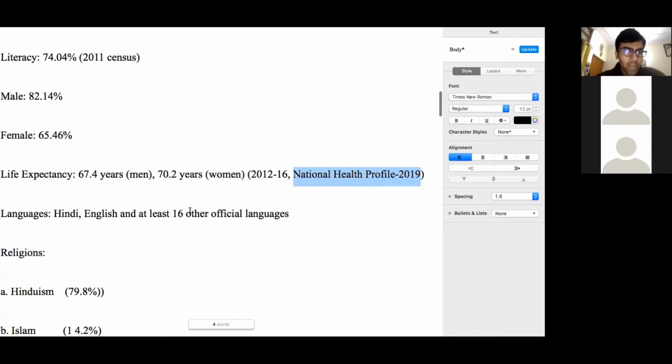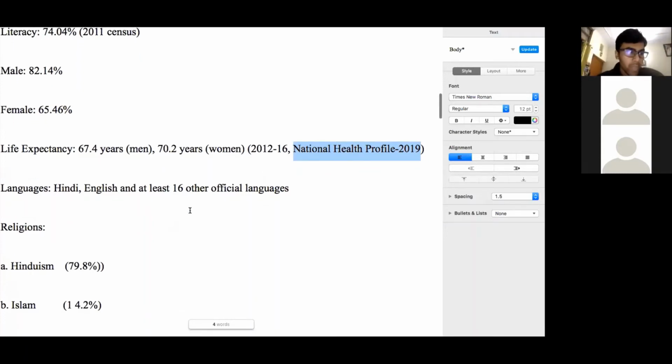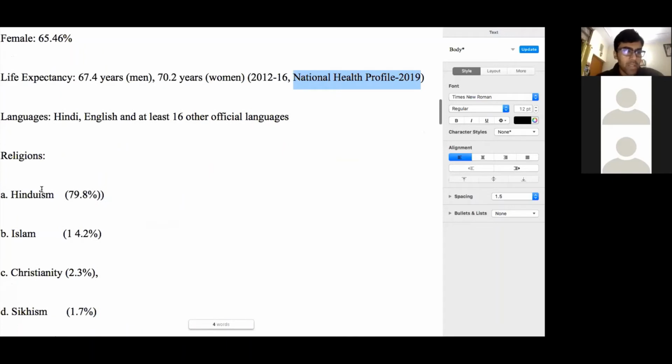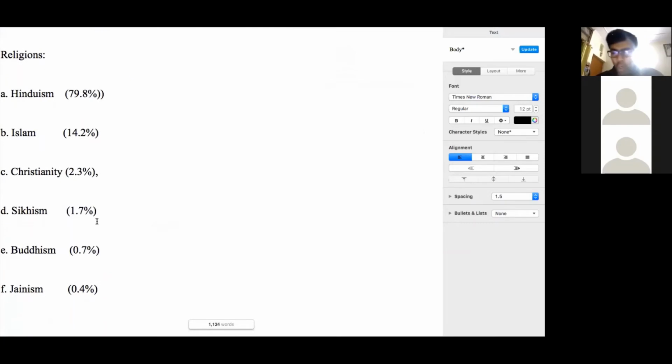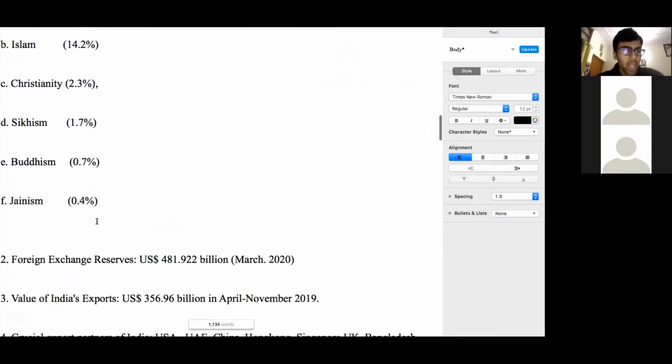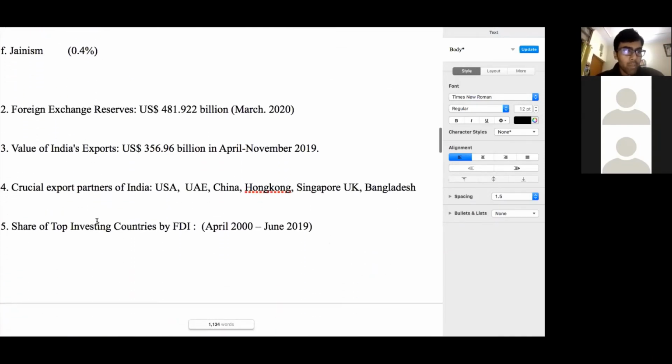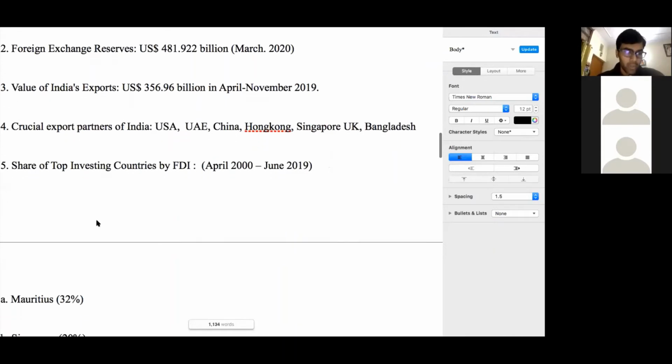India has 18 official languages, including Hindi and English, as given in its constitution. And this is again based on census. These figures show the population in terms of religious affiliation: Hinduism, Islam, Christianity, Sikhism, Buddhism, Jainism. If you want, you can remember them, but there's not much use for this. So let's move on to the other important figures, which are foreign exchange reserves.